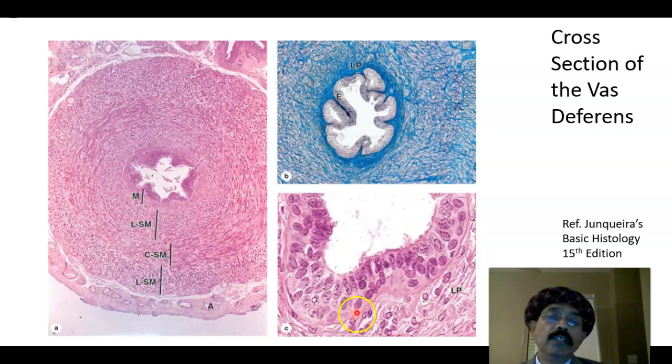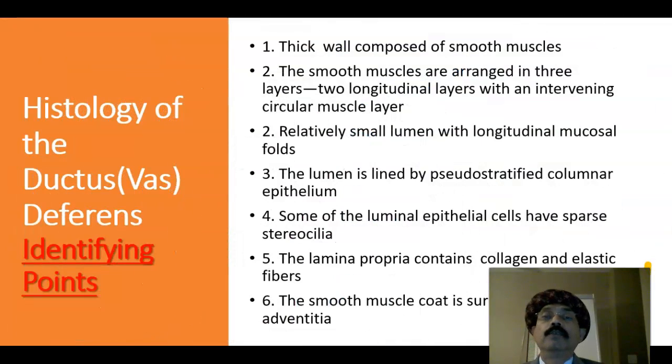These are the pseudostratified columnar epithelium, and we have the basal cell and the columnar cell. Some of the cells have sparse stereocilia. These are non-motile, branched, long cilia. So what are the identifying points that are very important to us? We must know the identifying points.